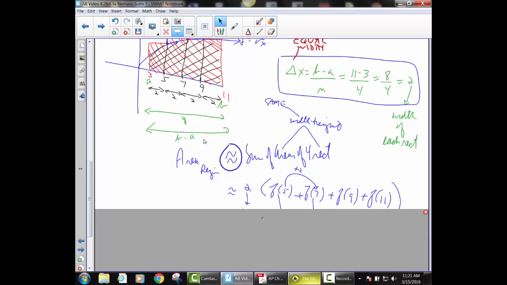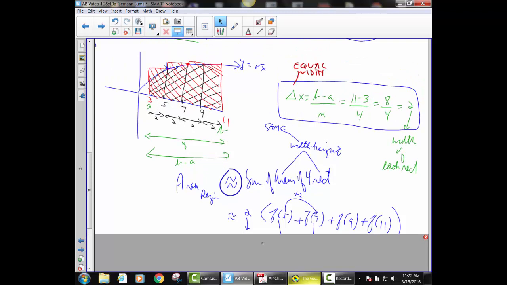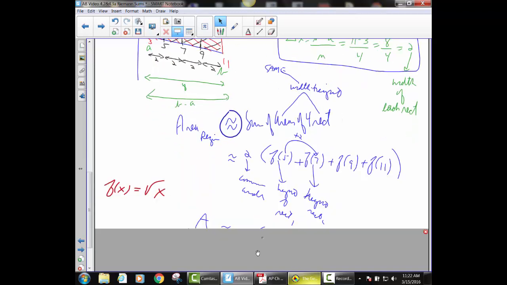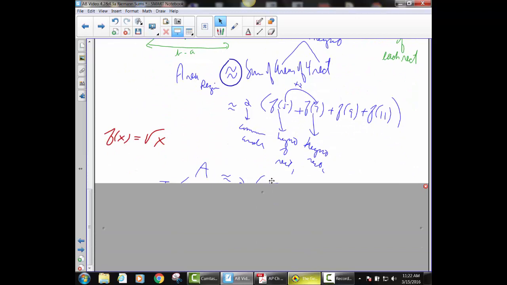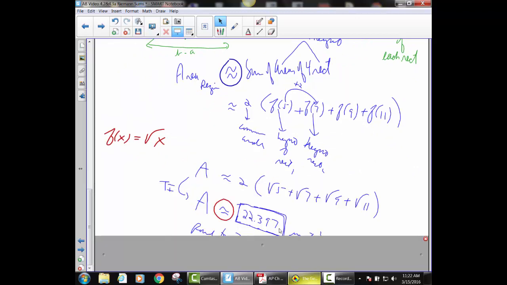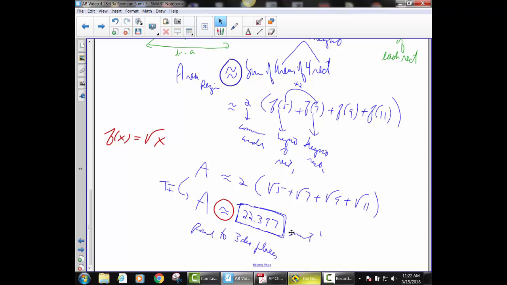The width of each rectangle is 2. The height of the first one is f of 5. The height of the next one is f of 7. The next one is f of 9. Well, f of x is root x, so that becomes root 5 plus root 7 plus root 9 plus root 11, which would be approximately 22.939 if you rounded it to 3 decimal places. Okay?